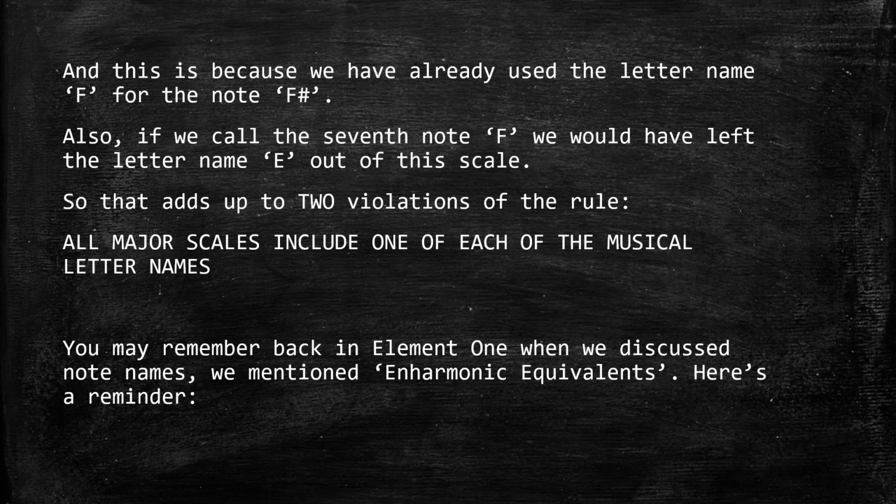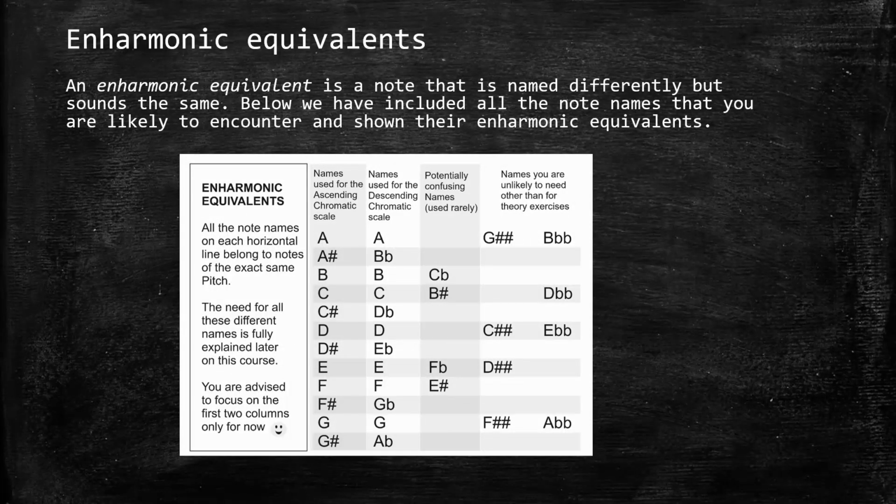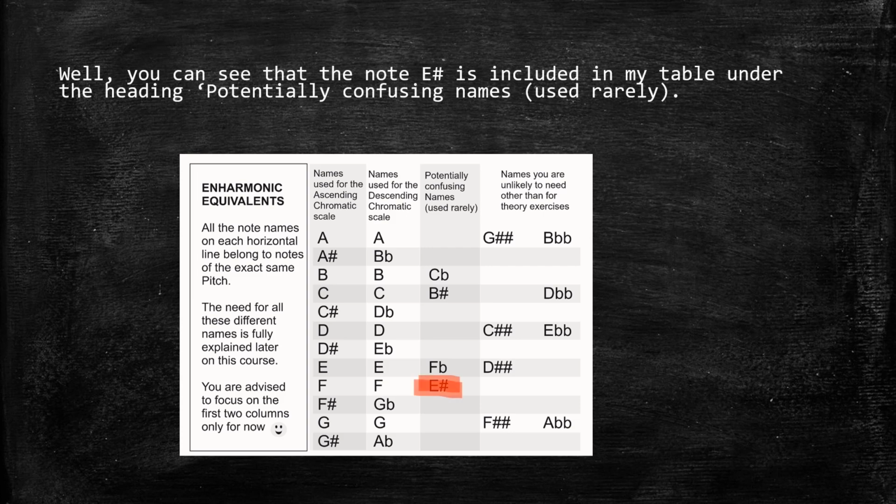You may remember back in element 1, when we discussed note names, we mentioned enharmonic equivalents. Here's a reminder. Enharmonic equivalents. An enharmonic equivalent is a note that is named differently but sounds the same. Below, we have included all the note names that you're likely to encounter and shown their enharmonic equivalents. Well, you can see that the note E sharp is included in my table under the heading Potentially Confusing Names, brackets, used rarely, close brackets.